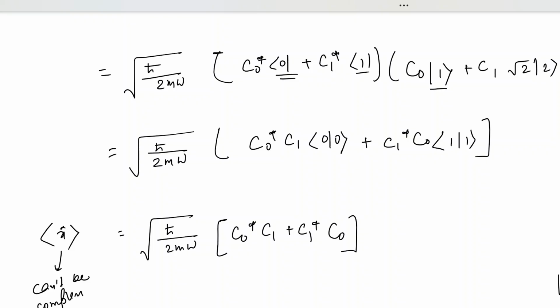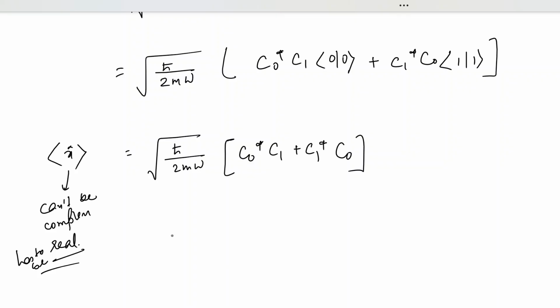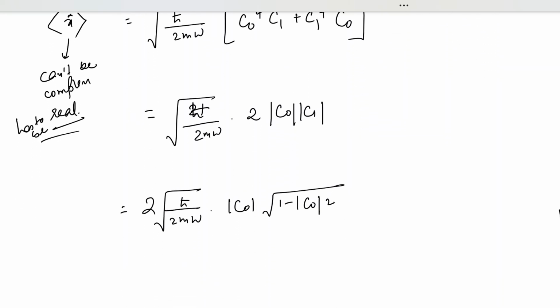Similarly, c1* c0 is basically |c1||c0|, which is again |c0| root over of 1 minus |c0|². So this is equal to root over of h cut by 2m omega times 2 times c0 c1, which is 2 root over of h cut by 2m omega times c0 root over of 1 minus c0 squared. So this is what you get.